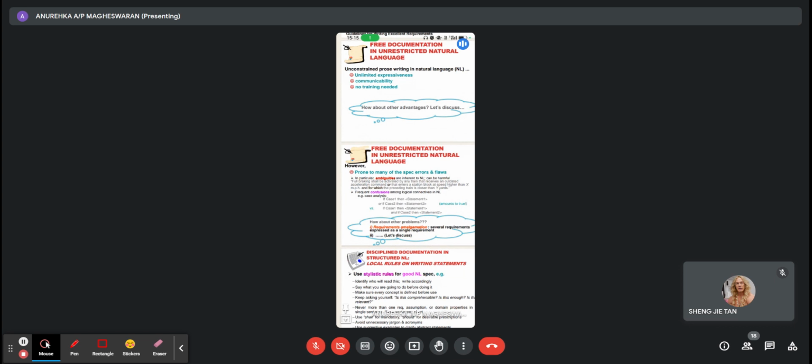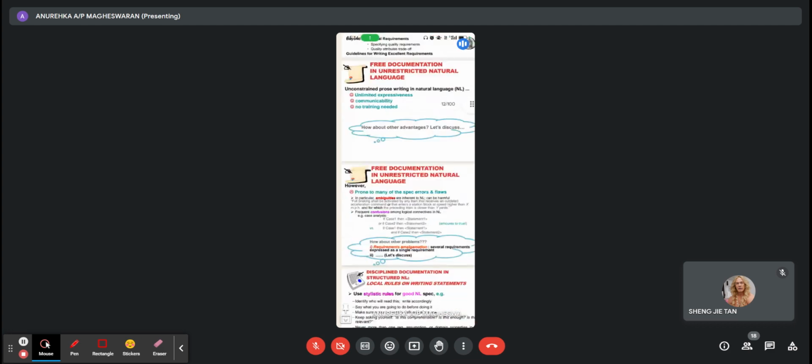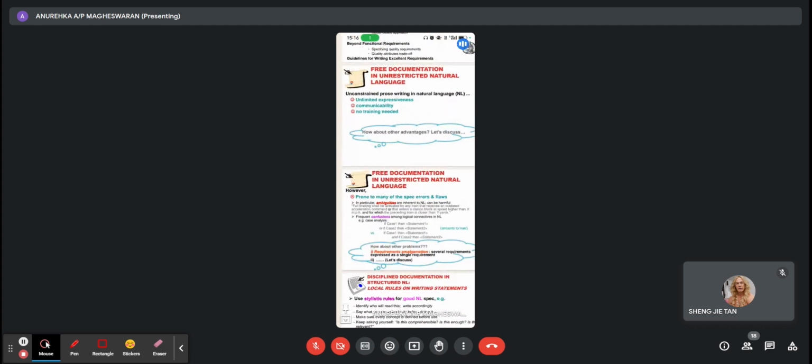When you try to communicate with your client regarding the requirements of the project, you don't have to explain to them or provide any training. Everyone is able to understand because there's no tool involved, no format or rules involved. So everyone is able to understand this unrestricted natural language. Is that clear?